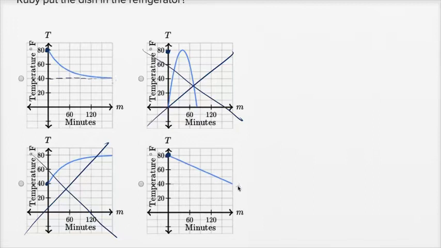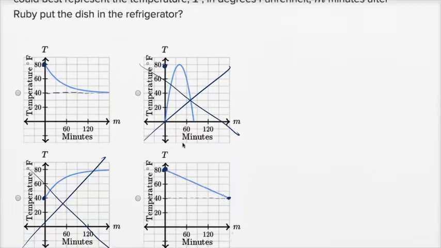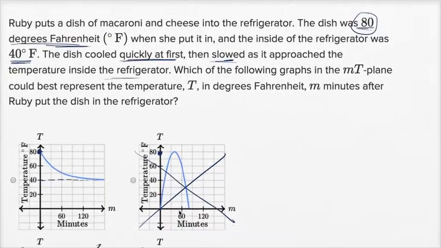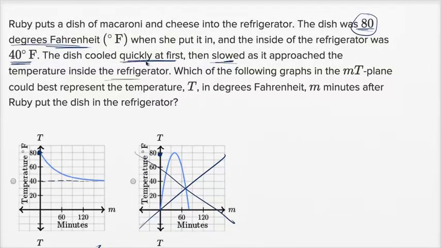This one over here, after some number of minutes, we do end up at 40 degrees Fahrenheit, but the rate of decline is constant the entire time. This is a line. This is describing a constant rate of decline. But what they described is a changing rate of decline. The dish cooled quickly at first, so that would be a steep decline. Cooled quickly at first, then slowed as it approached the temperature inside the refrigerator. So the decline slows. It becomes less negative as we approach the temperature of the refrigerator.